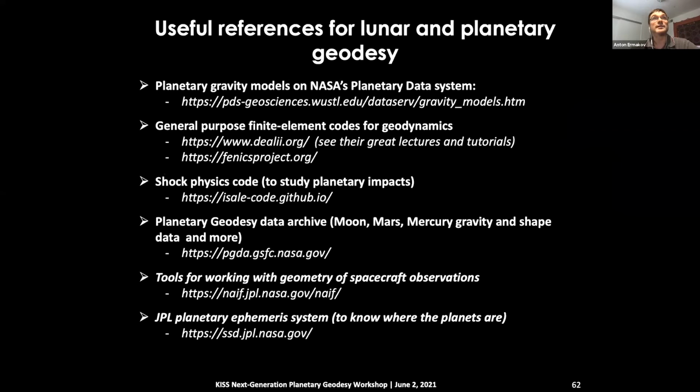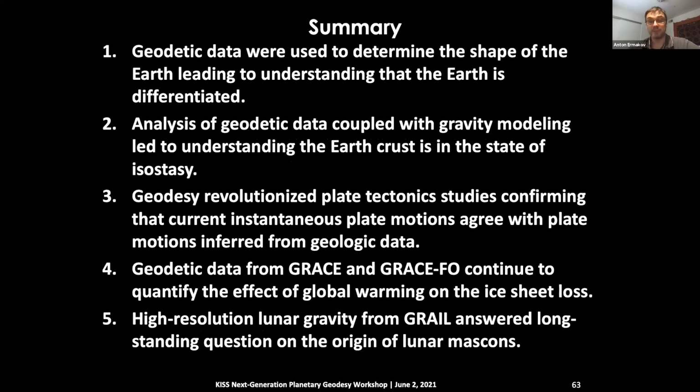And this is my summary slide. So on the Earth, geodetic data were used to determine the shape of the Earth, which led to understanding that the Earth is differentiated. Analysis of geodetic data coupled with the gravity model led to understanding that the Earth's crust globally is in a state of isostasy. Space geodetic measurements revolutionized plate tectonic studies, confirming that current instantaneous plate motions agree with plate motions inferred from geologic data.